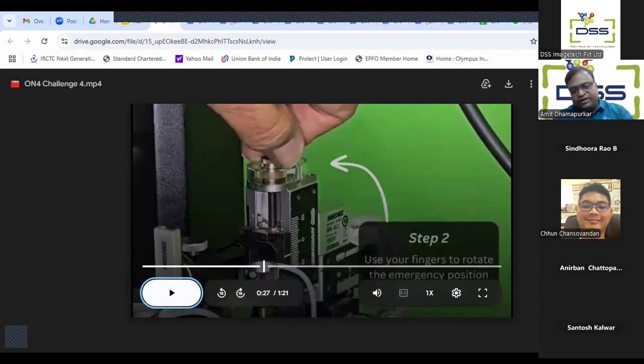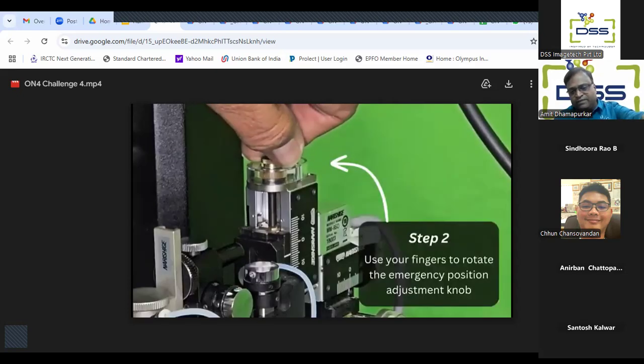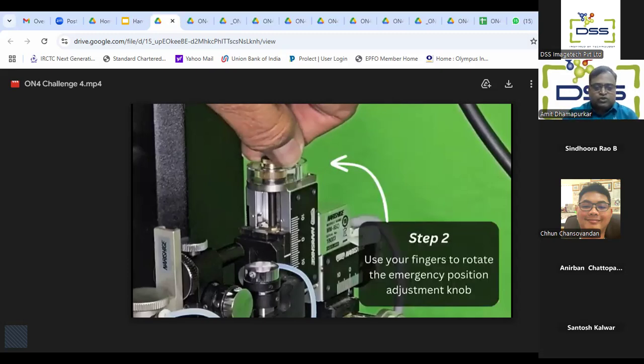So by using our finger, we can rotate this knob, the emergency position adjustment knob, and by rotating this knob, we can do X and Y adjustment so that at least that particular procedure or particular case can be performed. So there won't be any hurdles doing that procedure.